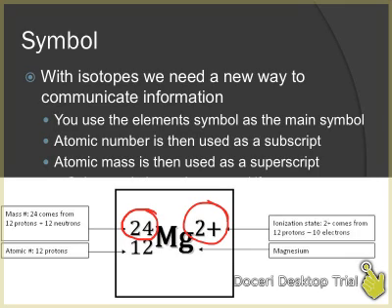24.4 rounds down to 24. So these numbers are always whole numbers. And then the subscript on the left is a 12, and that's telling you the number of protons, identifying the element.